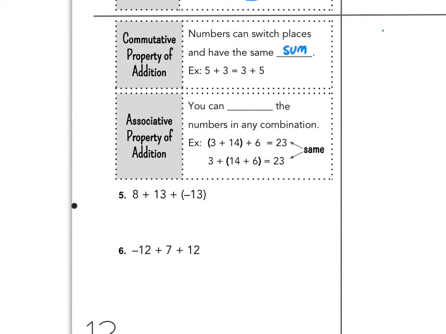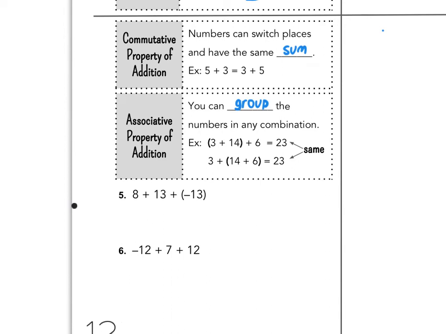The next property is the associative property of addition, and that's where you can group the numbers in any combination. So when you're adding more than 2 numbers, here's an example. We have 3 plus 14 plus 6. We can add these 2 first and then add the 6 to it and we'll get 23. Or here we can add the 14 and the 6 first. Some people might want to do that because it equals 20. And then you add 3 to that and you get 23 again. So you always get the same answer, but you can just add any 2 numbers and then the third number and get that same answer.